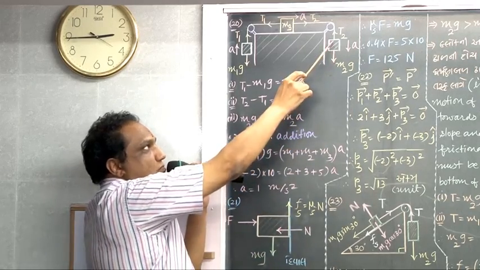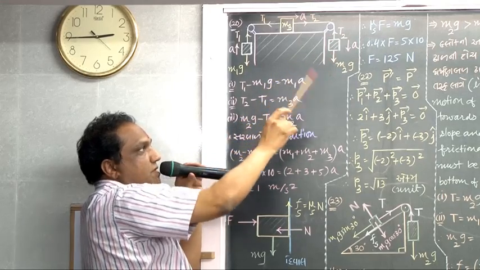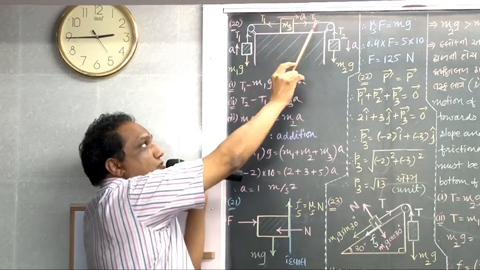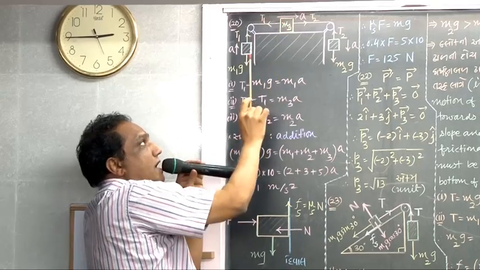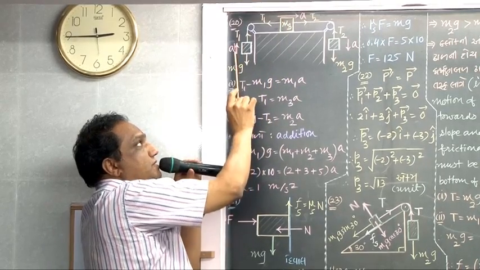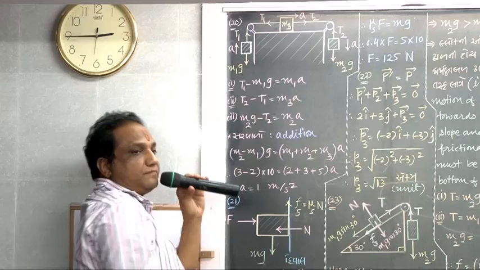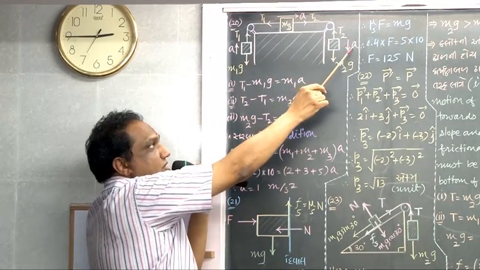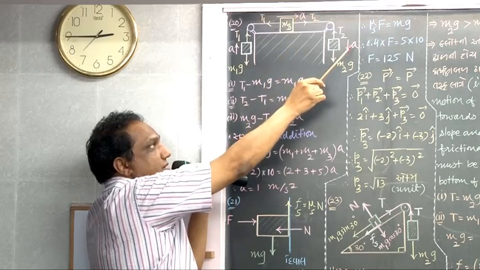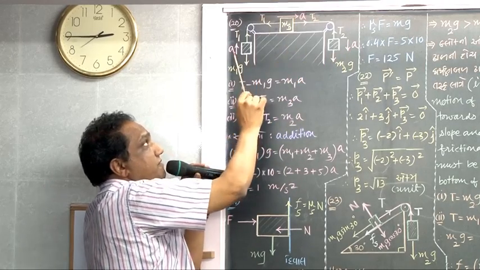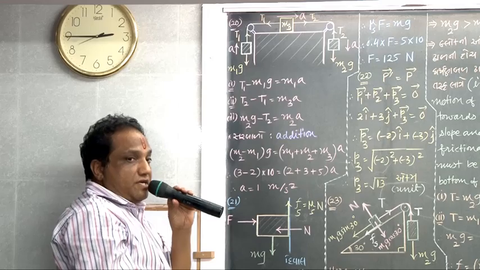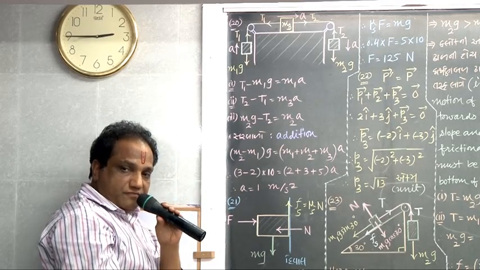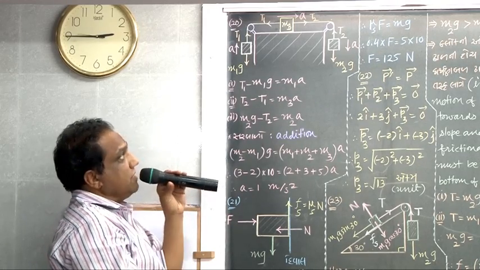And as this block moves downwards, this has to move towards right hand side and this has to move towards upper side. Correct? The whole system is moving together. So each block has same acceleration. Let it be small a. Okay. Let us write now equation of motion for first block.